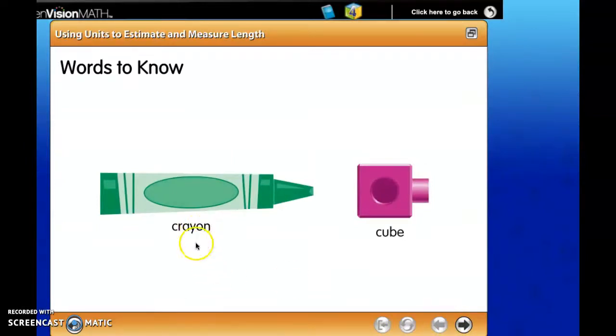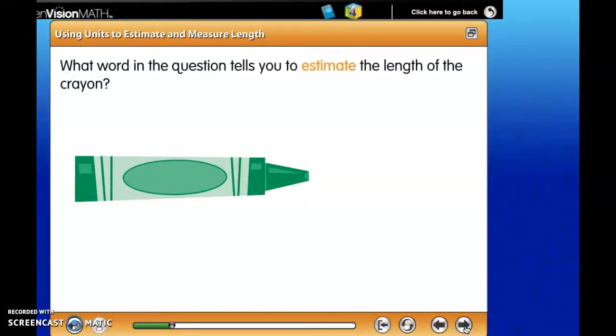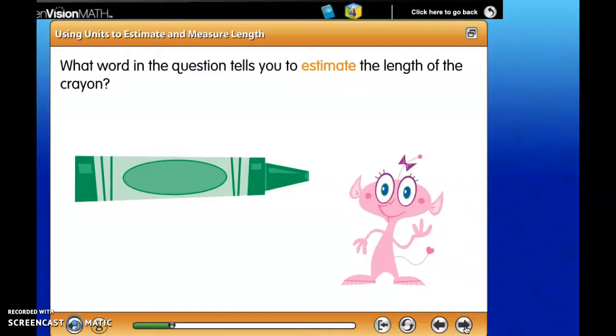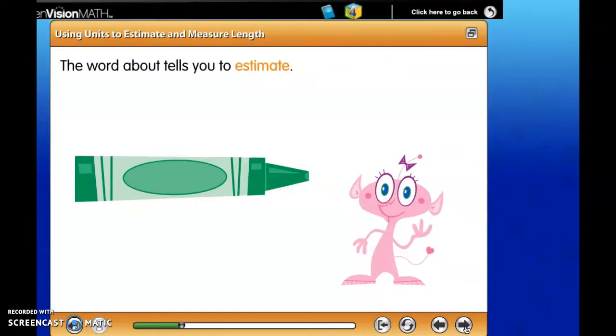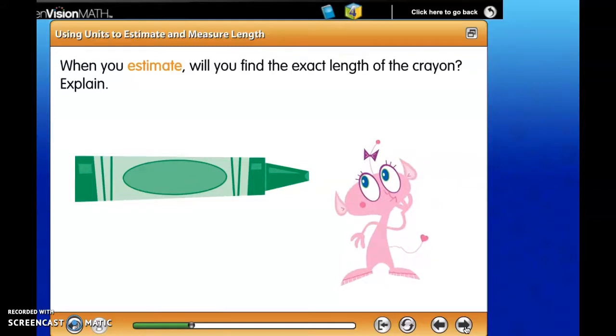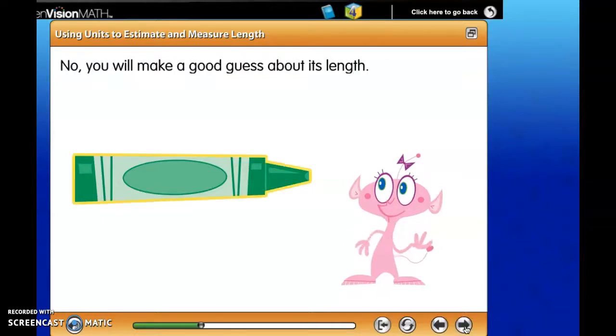Words to know today: crayon and cube. About how long is the crayon? What word in the question tells you to estimate the length of the crayon? The word about tells you to estimate. When you estimate, will you find the exact length of the crayon? Explain. No, you will make a good guess about its length.